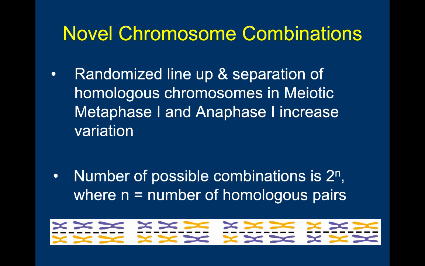So this is one way that we see a lot of diversity show up during sexual reproduction, during metaphase 1, is with this random lining up of homologs on the metaphase plate.